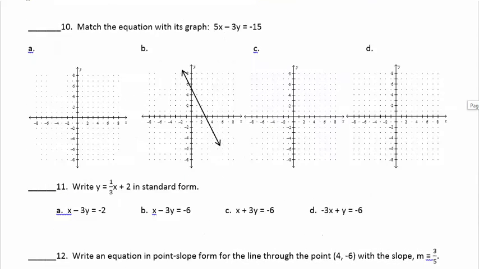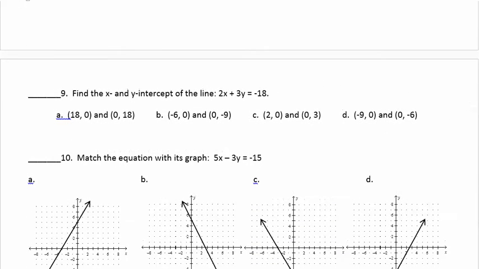Oops. Number 9, the X and Y-intercepts. Remember, X and Y-intercepts are found by making the X or the Y 0. So if we're going to find the X-intercept, we make the Y 0. So we get 2x equals negative 18, or x equals negative 9. To find the Y-intercept, you make x 0. So you have 3y equals negative 18, or y equals negative 6.